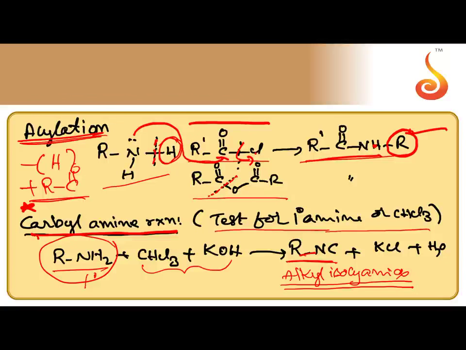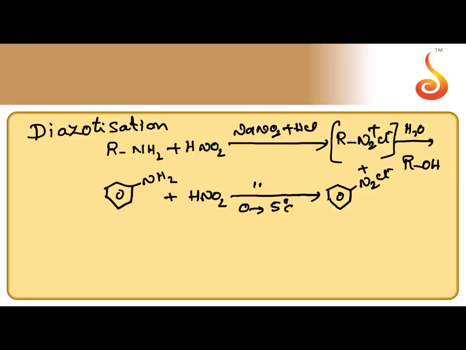So when three types of amines are given, 1 degree, 2 degree and 3 degree, to identify which is 1 degree amine, this is the suitable test. 2 degree amine and 3 degree amine won't give isocyanide test.